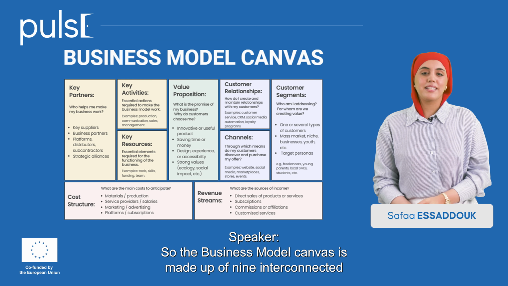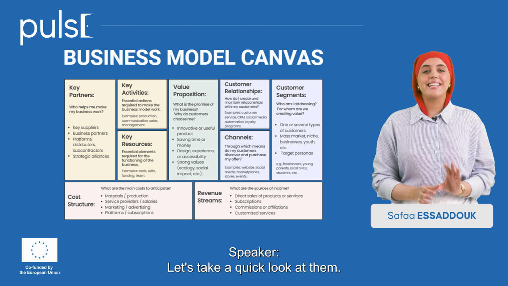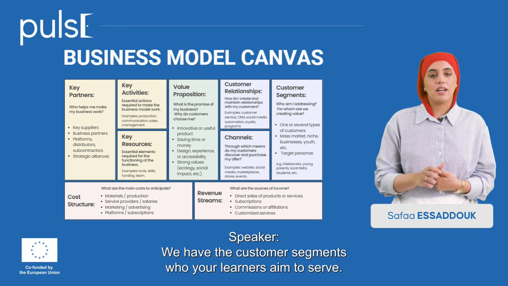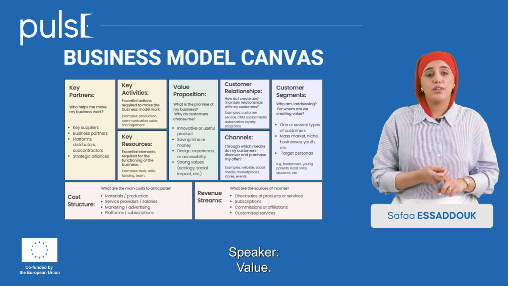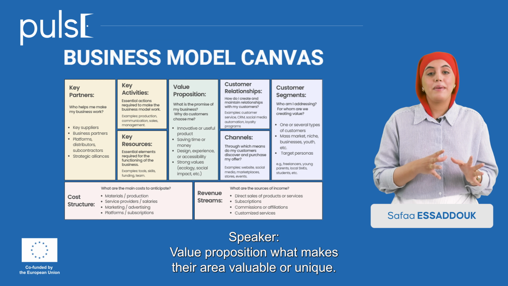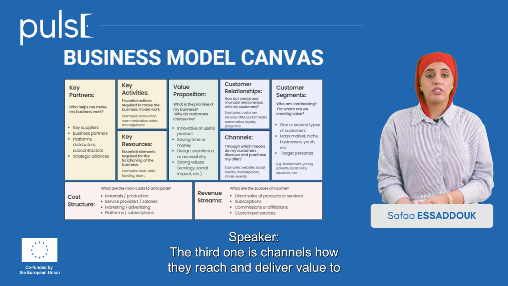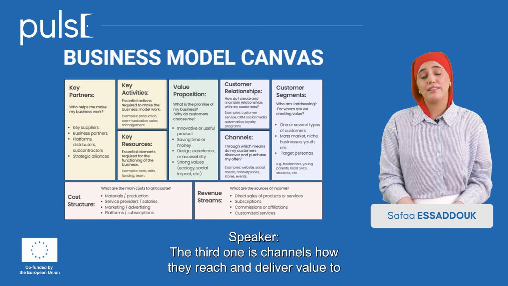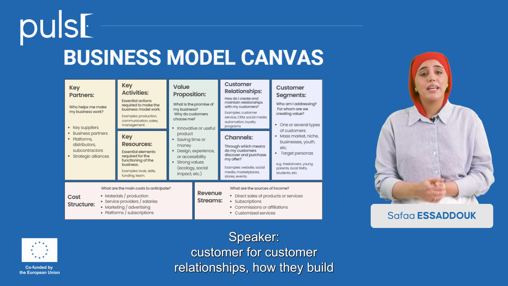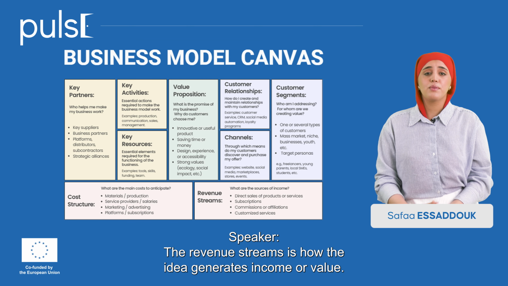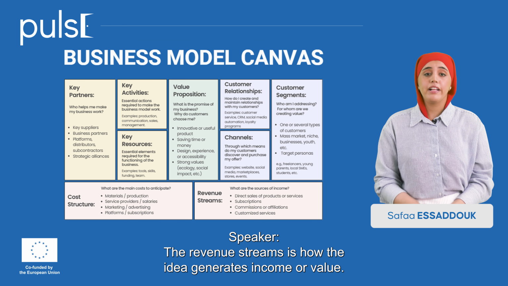The business model canvas is made up of 9 interconnected blocks, as we know. Let's take a quick look at them. We have the customer segments, who your learners aim to serve. The second is value proposition, what makes their idea valuable or unique. The third one is channels, how they reach and deliver value to customers. For customer relationships, how they build and maintain engagement. The revenue streams is how the idea generates income or value.